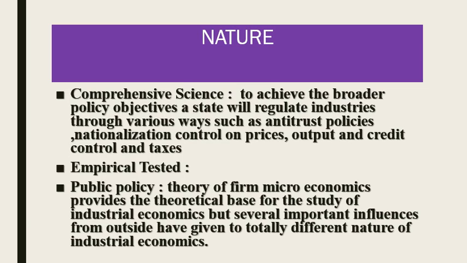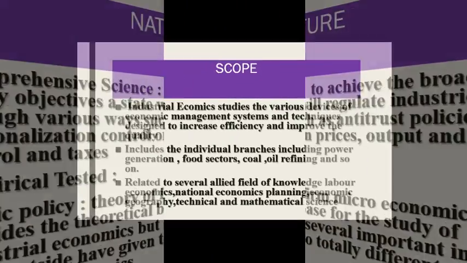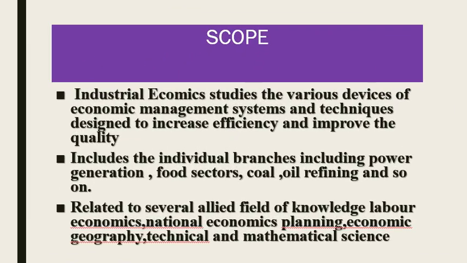As the theory of the firm is not possible to test empirically, this limitation is not applicable to industrial economics. We can easily test it empirically because it is empirical economics. The theory of the firm, known as microeconomics, provides the theoretical base for the study of industrial economics, but several important forces from outside have given industrial economics a totally different nature compared to microeconomics. So what is the boundary of industrial economics?